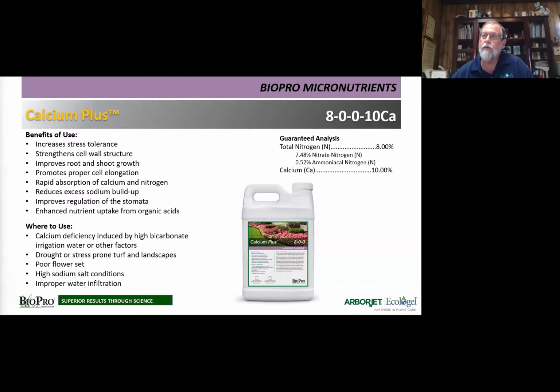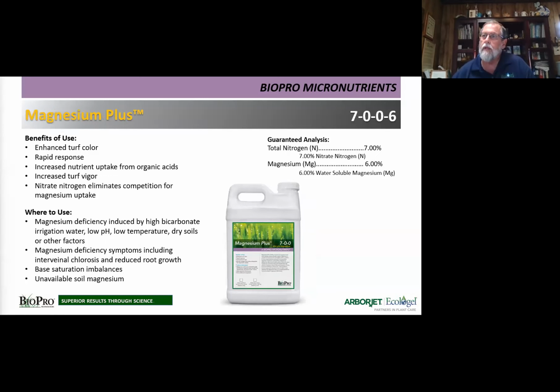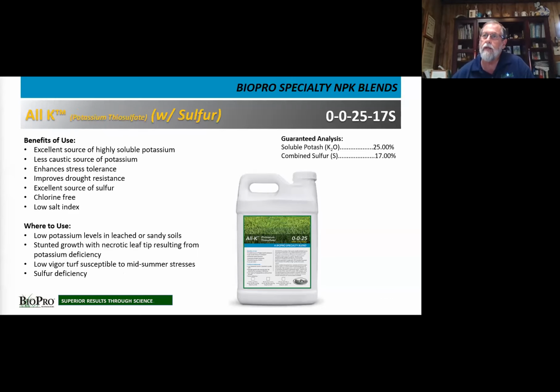But we offer those in things like a Calcium Plus, a calcium nitrate that allows you a quick calcium boost. Magnesium Plus is another one that has the magnesium, and then we have something like All-K that has 17% sulfur, a very high-end sulfur product.